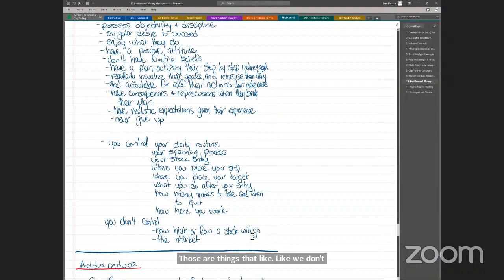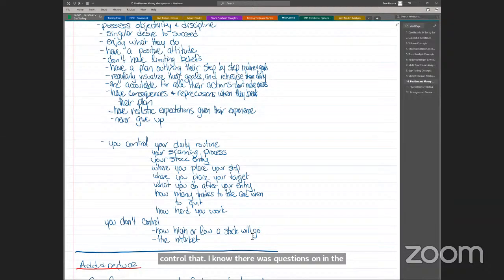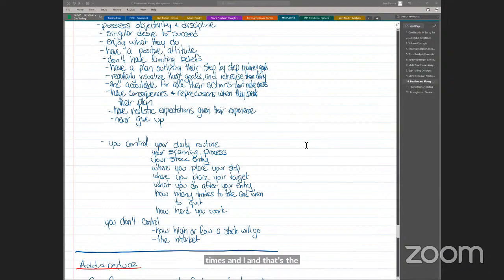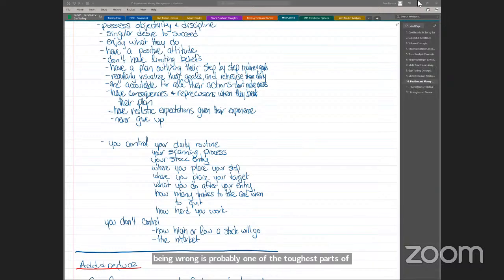I know there were questions in the green room about how it can be a perfect pattern and fail. You just have to accept that. There was a question about what my batting average is. I'm wrong one out of every three times. And as a person who doesn't like being wrong, that is probably one of the toughest parts of trading.